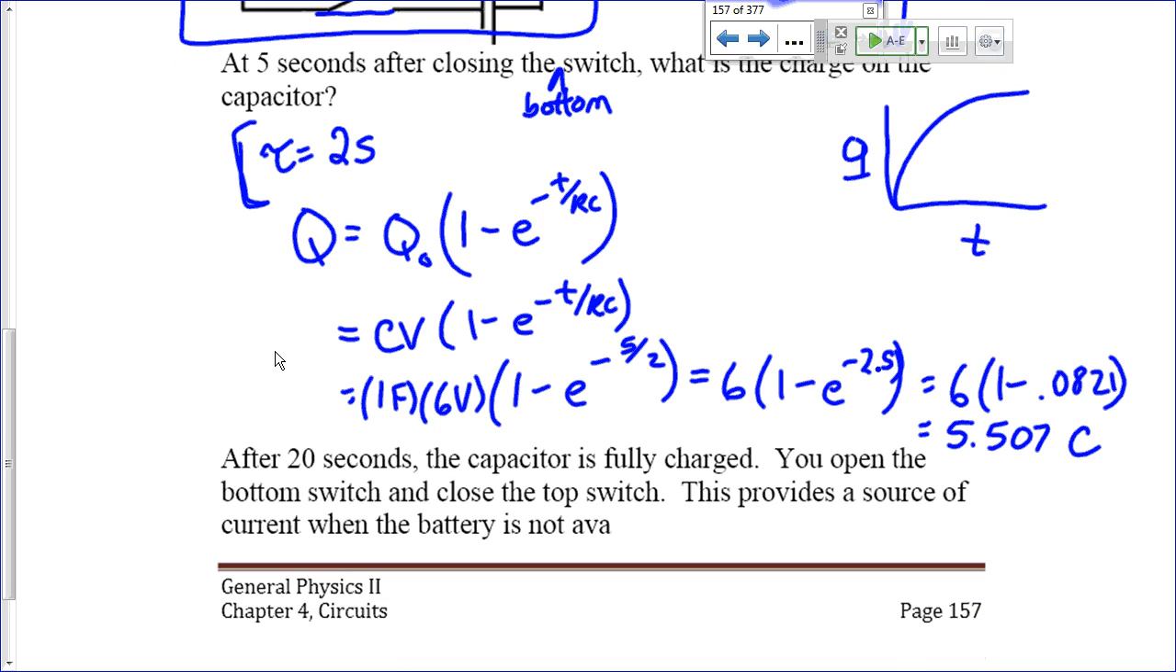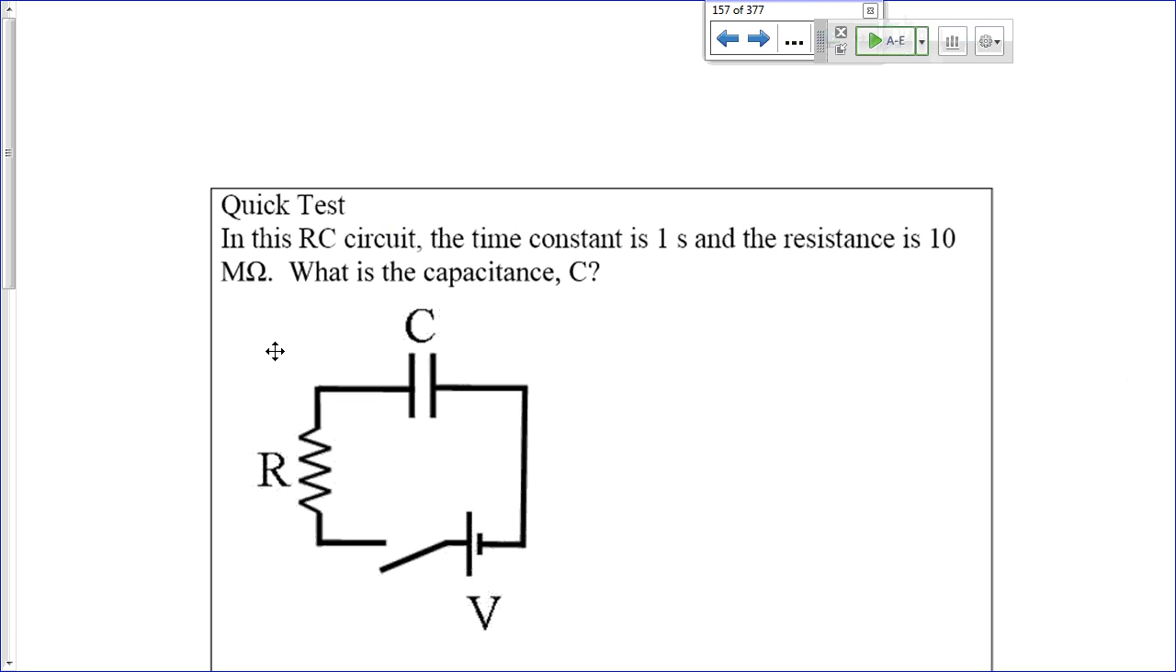So now in this second part, this provides a source of current when the battery is not available. Sorry, I don't know what happened there. It's not Ava. Change its name and move to a different country.